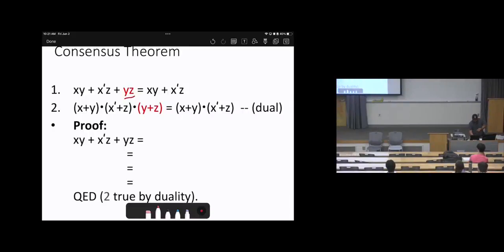So the dualities, you know how to do the duality. Multiplication will be addition, addition will be multiplication. Zeros will be ones, ones will be zeros. So how do we prove this?